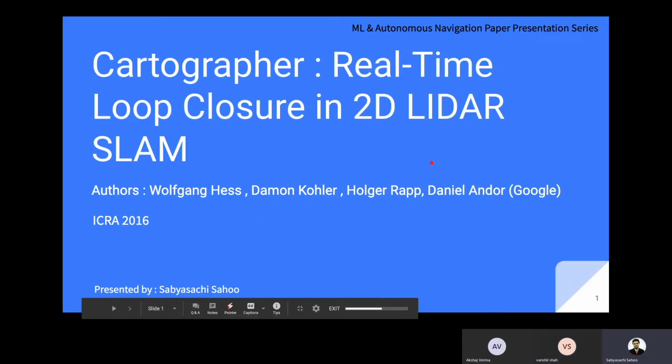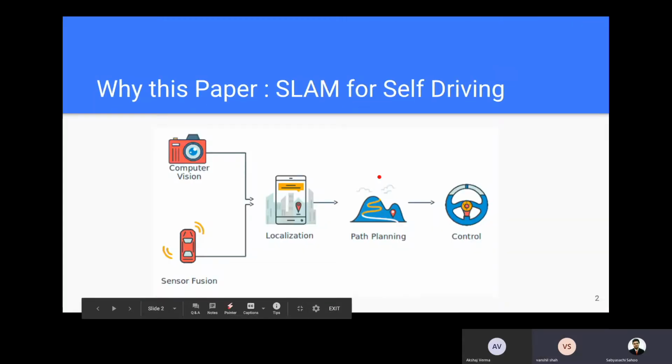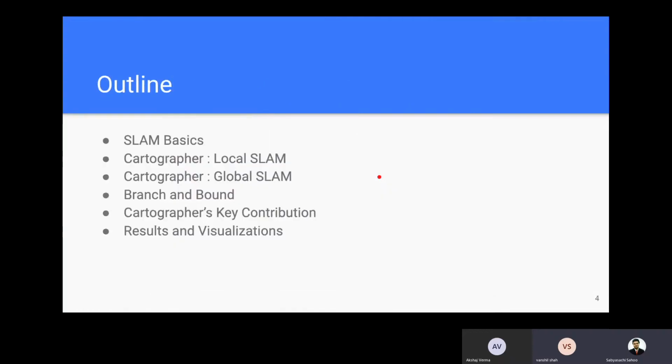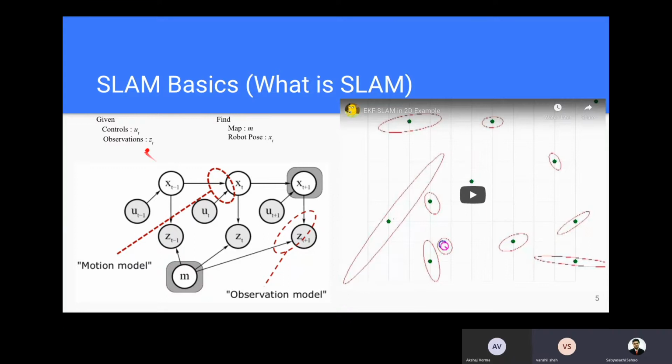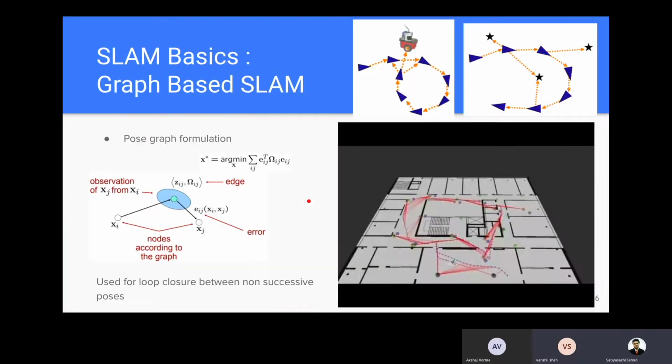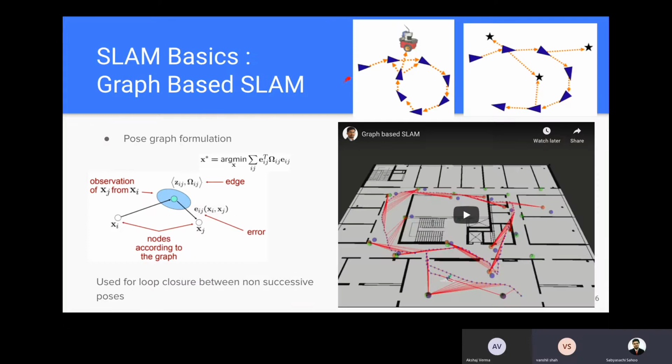So last time we talked about the 4 different verticals, why Cartographer is an important paper, and we went over the SLAM basics: that we have controls and observations, and we would like to find the map and robot pose in SLAM. And in graph SLAM, you use the poses as nodes, and you use successive and non-successive or loop closing constraints. We add edges between the poses, and now solve this graph as an optimization problem.